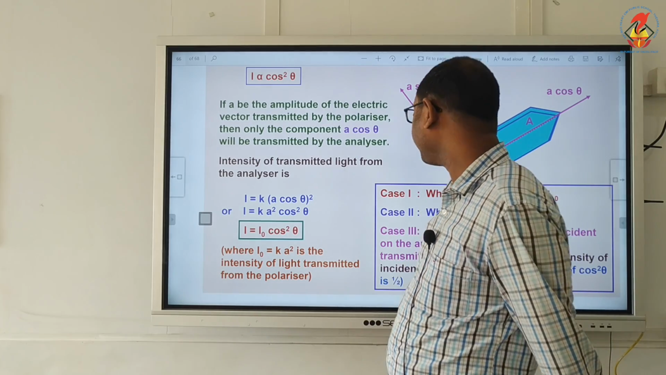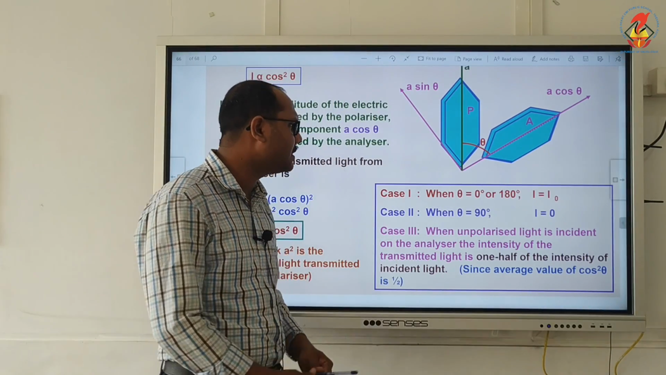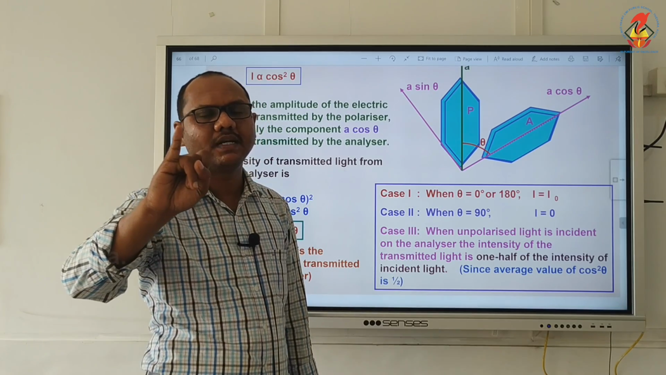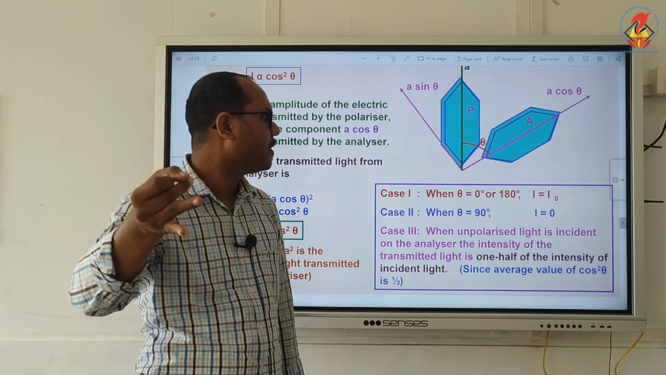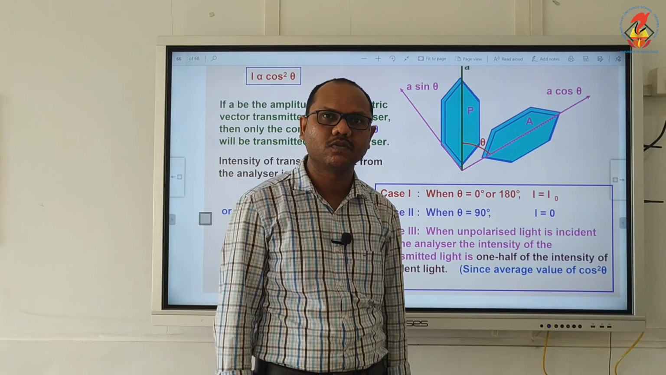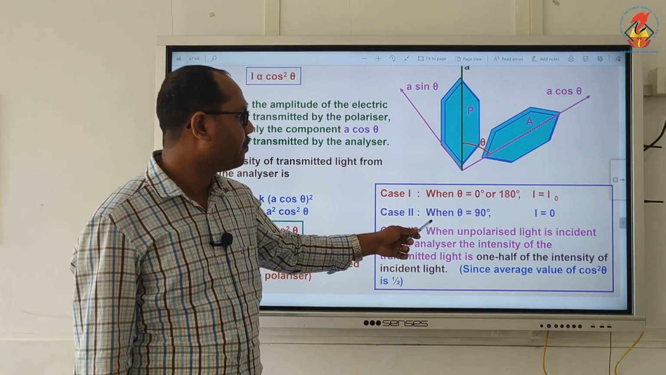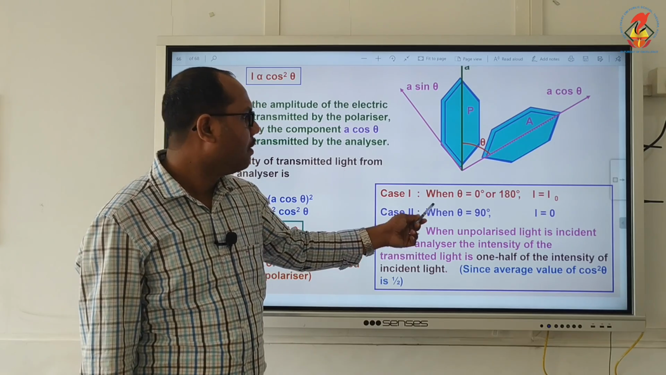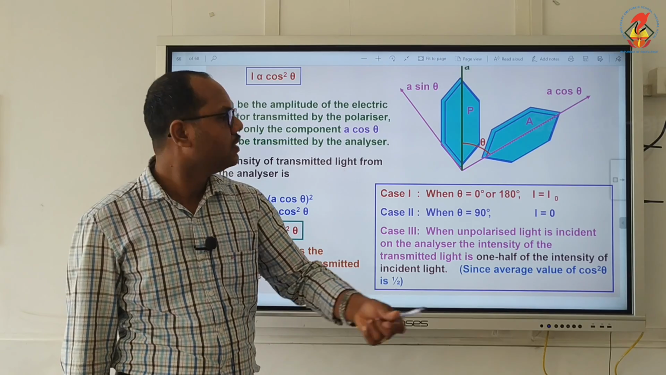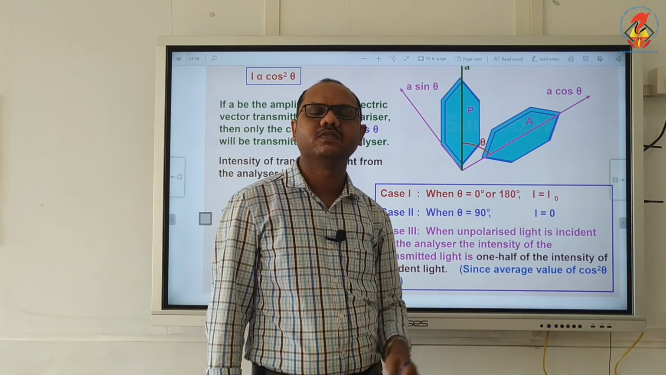Okay, now just see the different cases. When theta is equal to 0 or 180 degree, cos 0 is 1, cos 180 is also 1. At that time the intensity is maximum, I is equal to I0. Now when theta is equal to 90 degree, cos 90 is 0, therefore intensity is equal to 0.